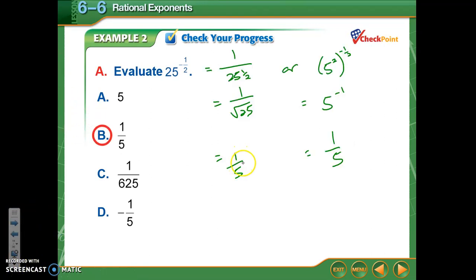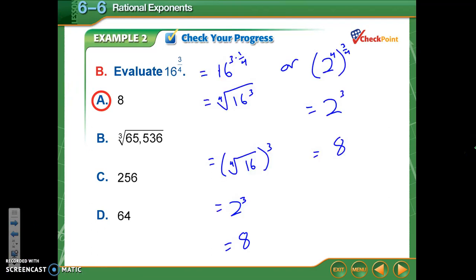Okay, your answer here should be 1/5. And here's the work for both methods, how you would get to 1/5. Okay, try this one, 16 to the 3/4. Your answer here should be 8. And there's the work for both of the methods to simplify that expression.